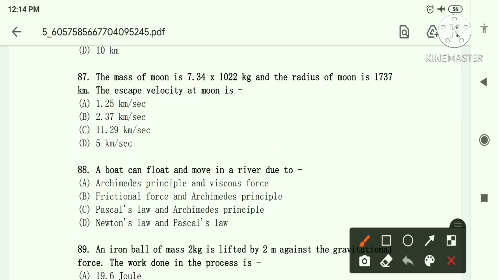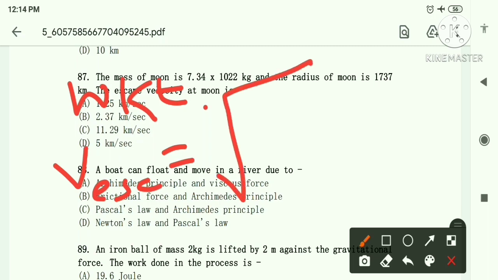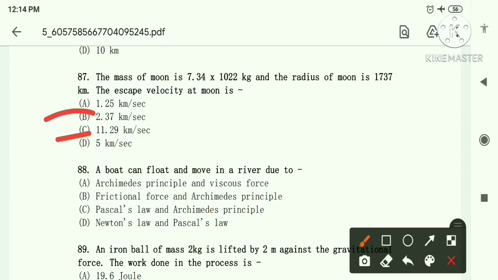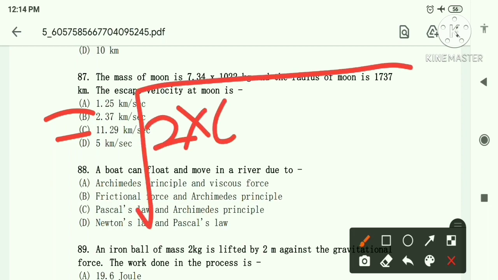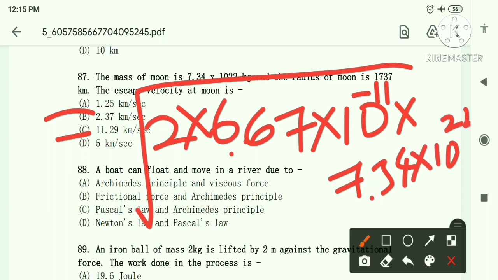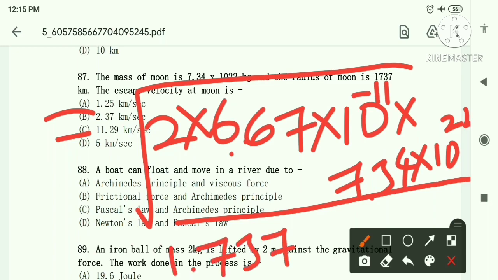So we know that escape velocity is equal to root of 2GM divided by R. Now put the values in this: equal to root of 2 into 6.67 into 10 raised to minus 11 into 7.34 into 10 raised to 22, whole divided by 1.737 into 10 raised to 6.